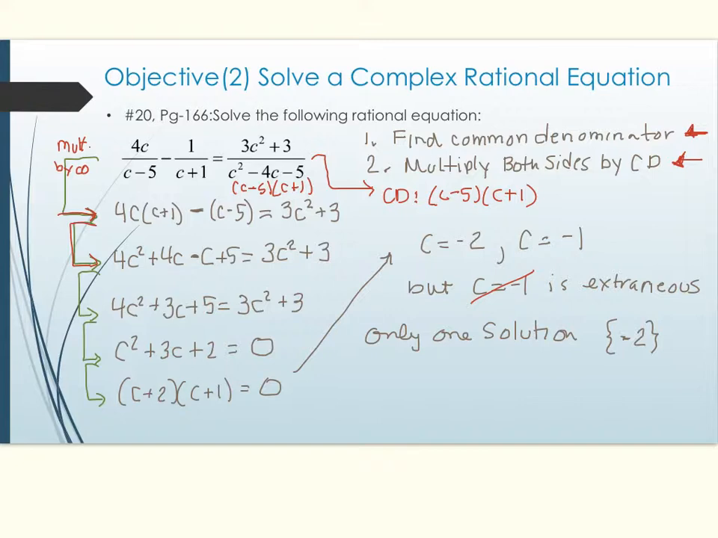And now we're going to combine like terms. So we have on the left-hand side 4c squared plus 3c plus 5 is equal to 3c squared plus 3. Now again, we're going to use the zero principle, since we have a quadratic or any polynomial, we use the zero principle.